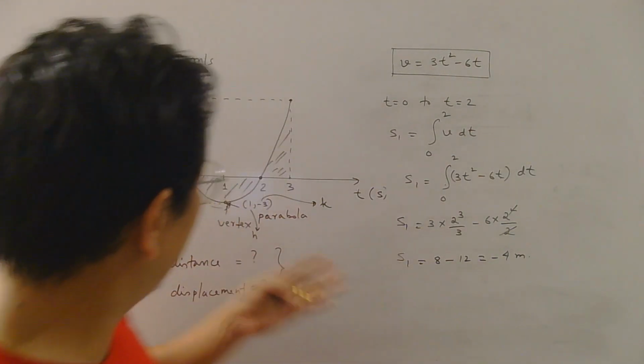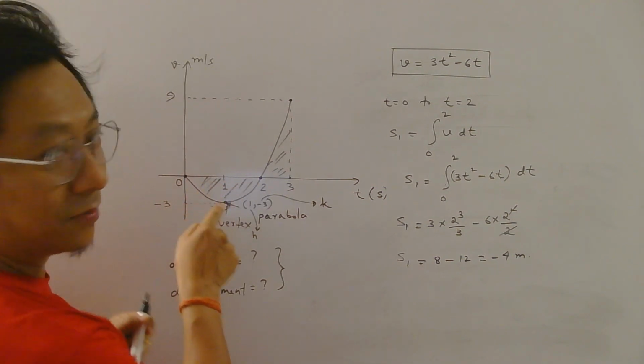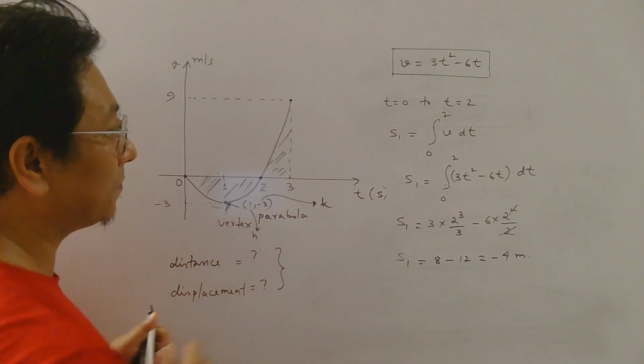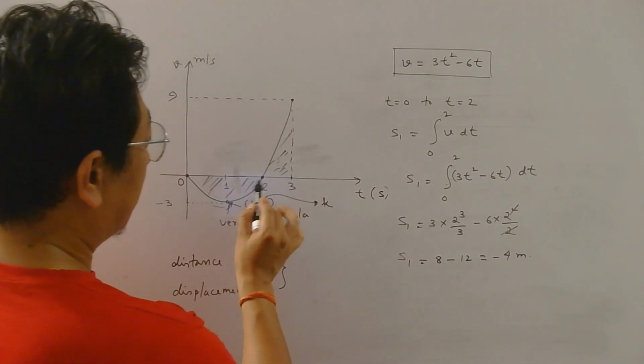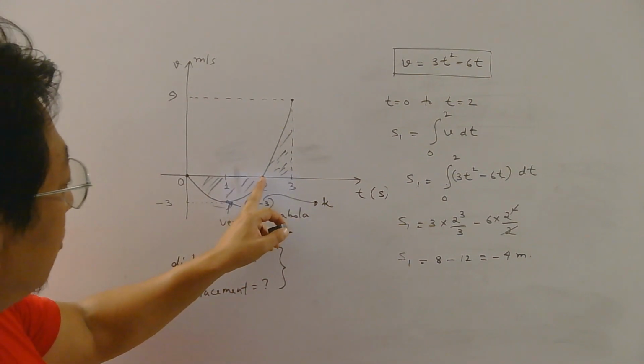It's negative because it has to be negative, because the velocity in this interval is negative. So the particle is coming this side, so the displacement should be negative. Okay. Now let me calculate the area under the graph from 2 to 3 seconds. Meaning the displacement from 2 to 3 seconds.